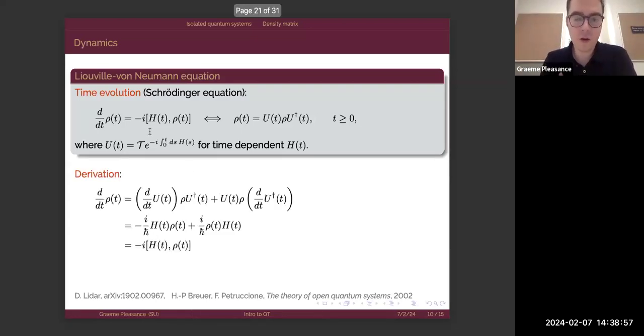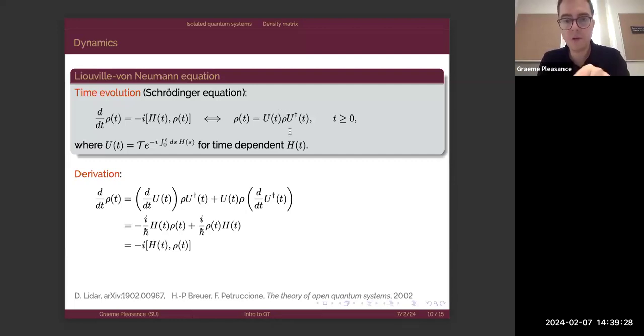Okay, and so the way that you can derive this is it just follows directly from the definition of the density matrix, and also from the Schrödinger equation. This relationship comes from the time evolution of each of the kets, psi_j, in our ensemble, which is individually described by the Schrödinger equation. So its time evolution is obtained by just applying this unitary operator.